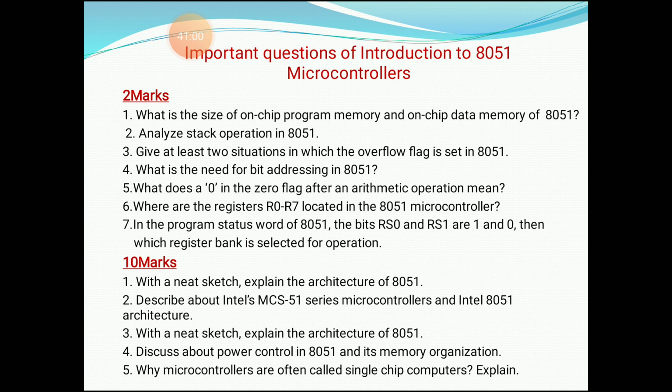Next one, in the program status word of 8051, if the bits RS0 and RS1 become 1 and 0, then which register bank is selected for the operation? So when RS0 and RS1 become 1 0, bank 1 is selected. Bank 1 contains 8 registers from 08H to 0FH address locations.